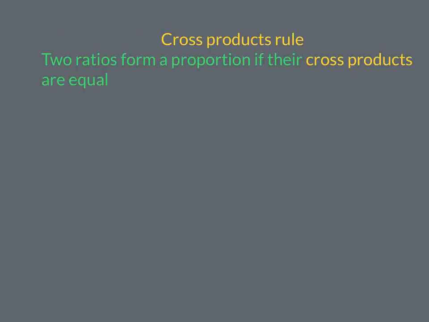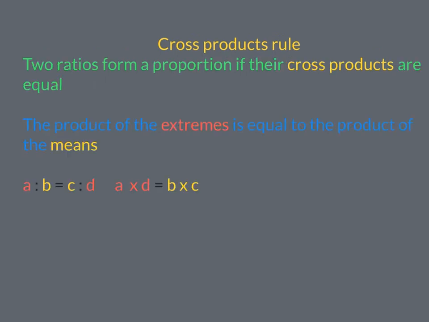The next way to figure out if a ratio forms a proportion is by using the cross products rule. So two ratios form a proportion if their cross products are equal. So let's take a look at what that means. The product of the extremes is equal to the product of the means. And that would look like this.